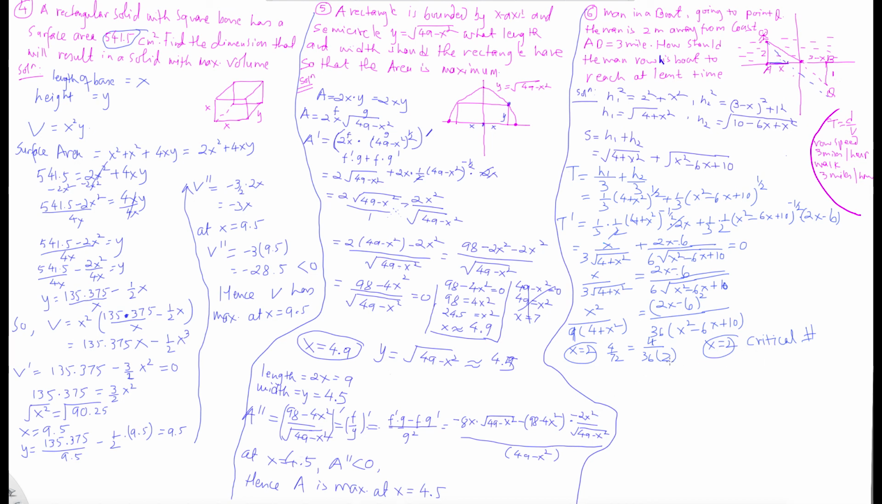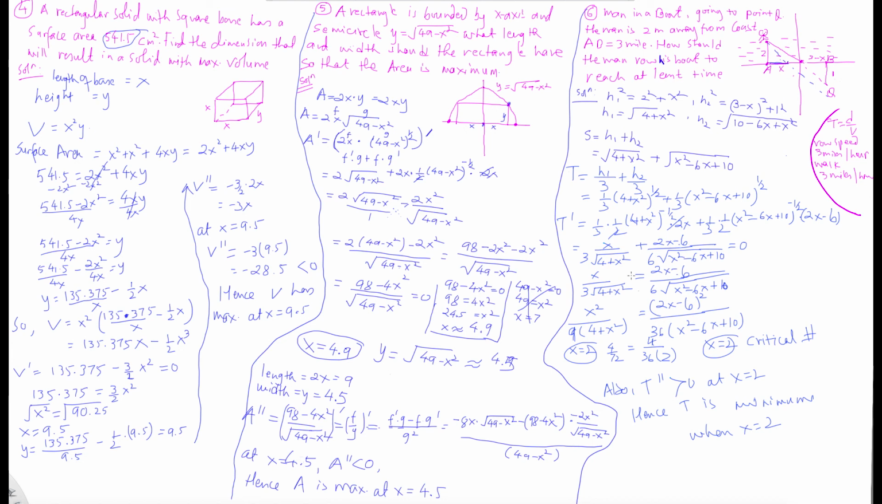Now I want to see whether x equals 2 minimizes t. Since it is complicated to find the second derivative, I would just assume t double prime is greater than 0 at x equals 2. I'm assuming that it works, and it definitely works at x equals 2. Hence t is minimum when x equals 2, right?